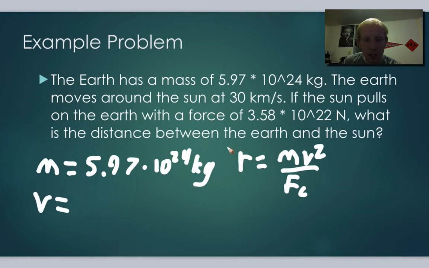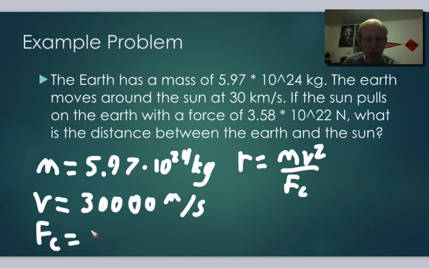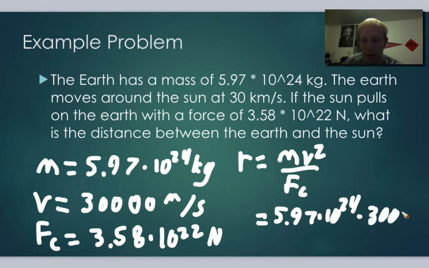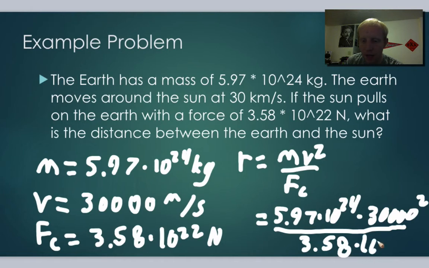The velocity is 30 kilometers per second, or 30,000 meters per second. And the force between the two objects is 3.58 times 10 to the 22nd newtons. All right, so now we're plugging those things in. That gives us 5.97 times 10 to the 24 times 30,000 squared over 3.58 times 10 to the 22nd.